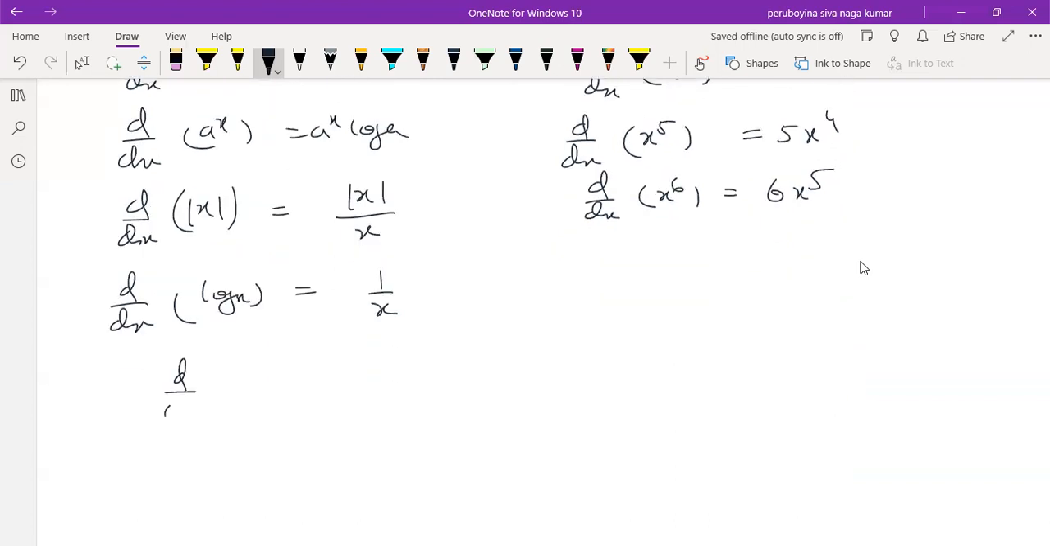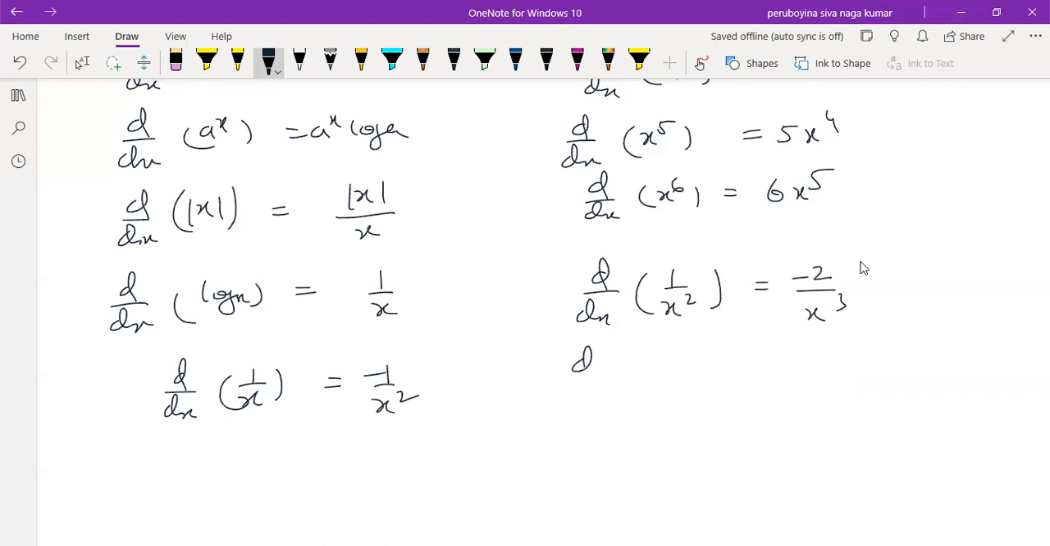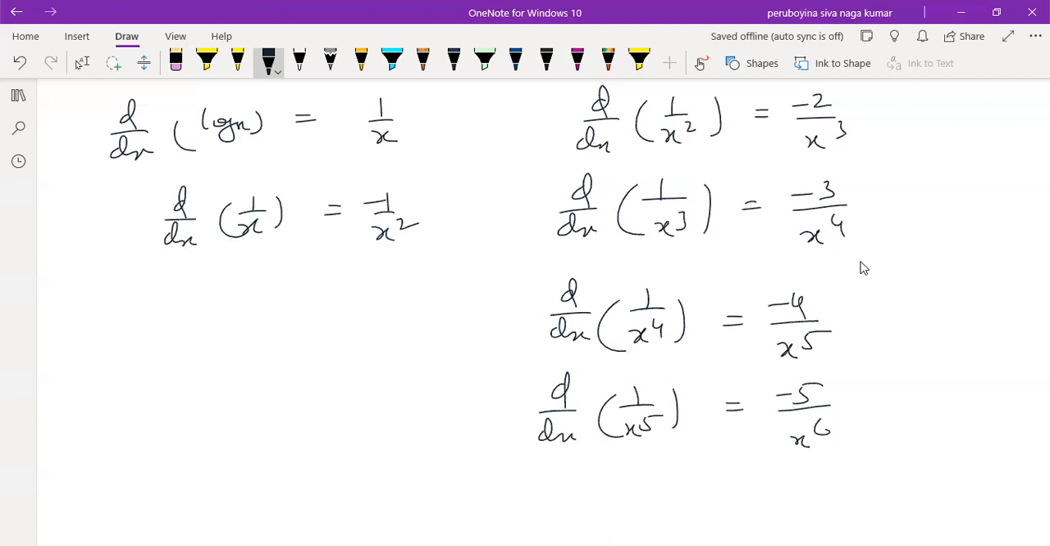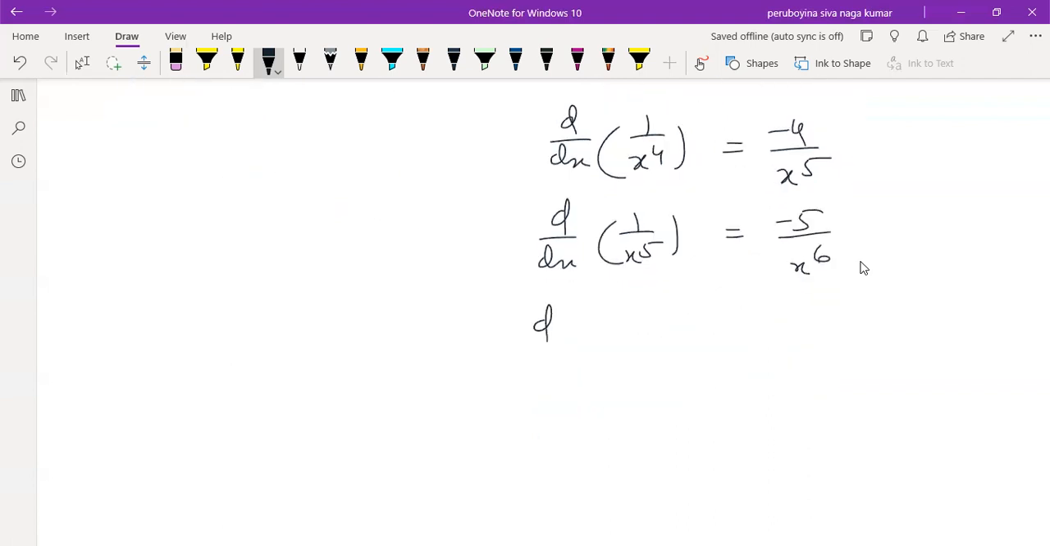Next, d by dx of 1 by x is equal to minus 1 by x square. D by dx of 1 by x square is minus 2 by x cube. D by dx of 1 by x cube is minus 3 by x power 4. D by dx of 1 by x power 4 is minus 4 by x power 5. D by dx of 1 by x power 5 is minus 5 by x power 6. Up to 6 you have to learn. D by dx of 1 by x power 6 is minus 6 by x power 7.